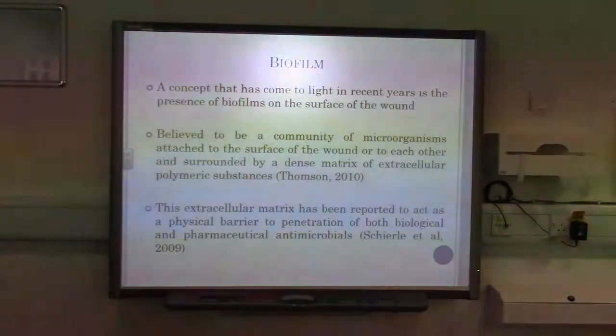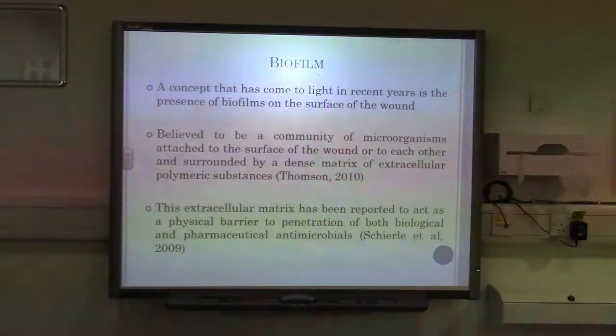So just to look more at biofilm, this is a concept that has come to light in more recent years, and it's present on the surface of the wound. It's believed to be a community of microorganisms attached to the surface, surrounded by a dense extracellular matrix. So the bacteria are protecting each other, and they have different properties when they are acting in conjunction with one another, as opposed to their alone state.